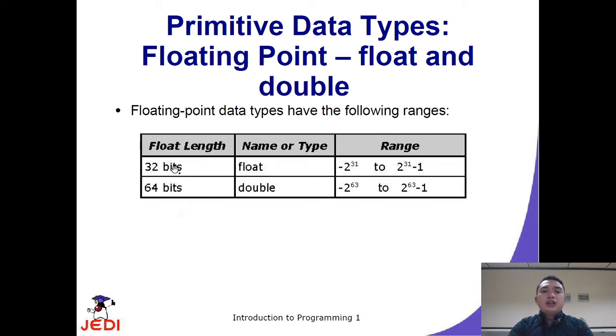For float, it can hold 32 bits. The range is negative 2 raised to the power 31 to 2 raised to the power 31 minus 1. And for the double, 64 bits, and its range is negative 2 raised to the power 63 to 2 raised to the power 63 minus 1. Okay, so those are the different primitive data types.